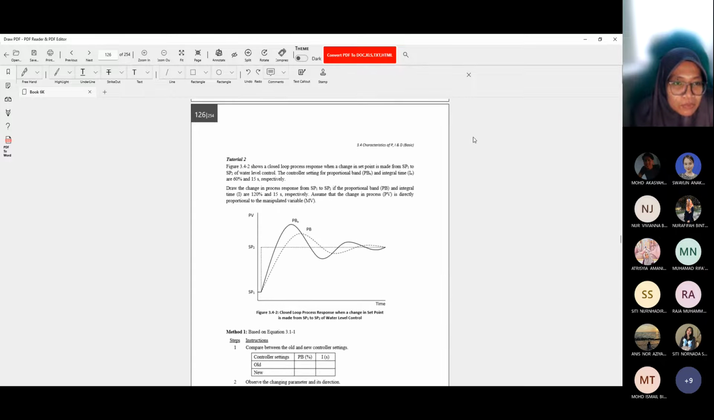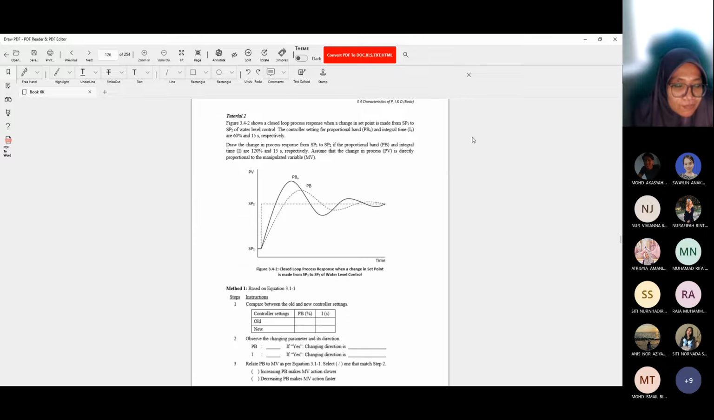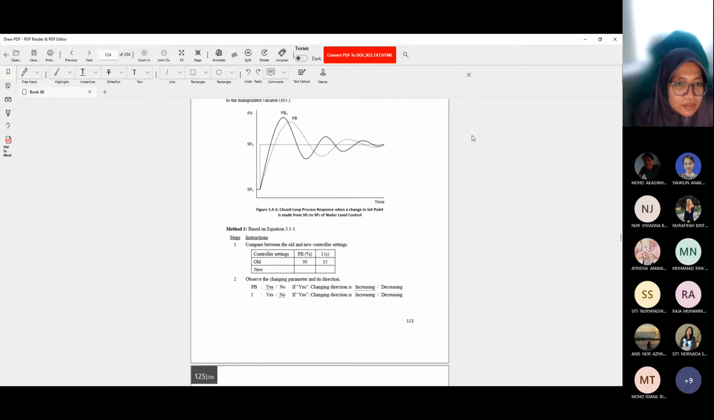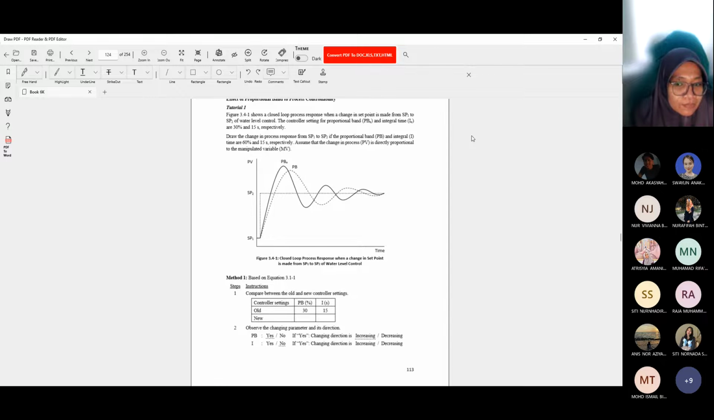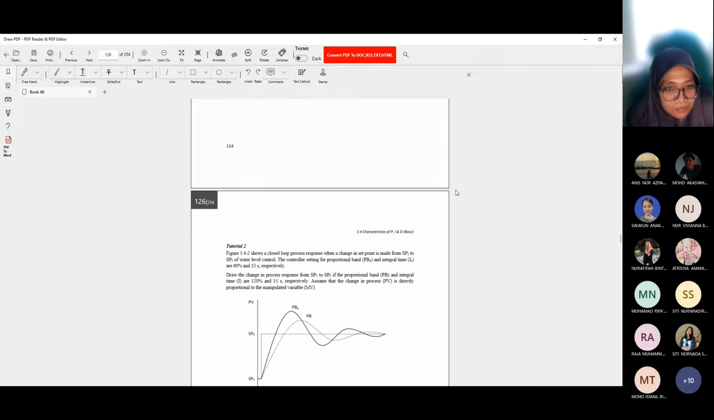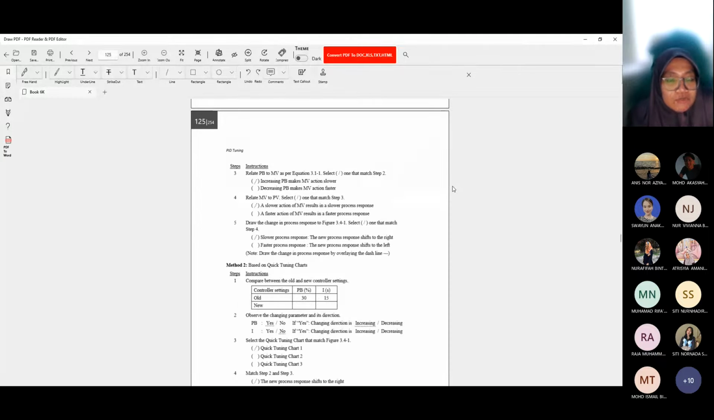Hari tu kita buat up to tutorial 2, betul tak? Ke kita buat tutorial 1 sahaja? Sampai tutorial 2 je. Sampai tutorial 2 sahaja kan? Okay, macam inilah kita conclude first the proportional control and then we continue with integral and derivative.